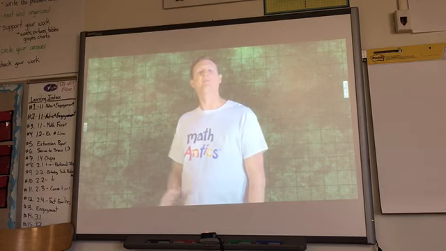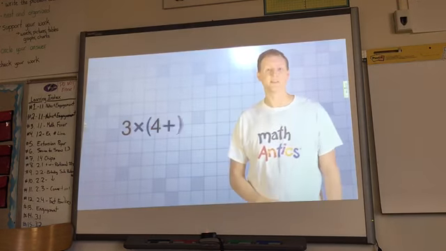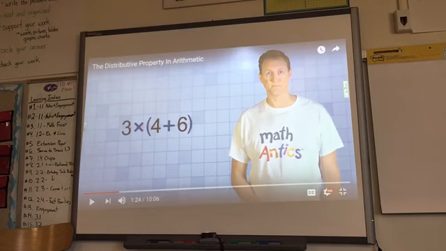To see what I mean, have a look at this simple arithmetic expression, 3 times the group 4 plus 6. Okay, go ahead. That's the first box. Okay, and solve it using order of operations. Just going to give you like 10 seconds to start.